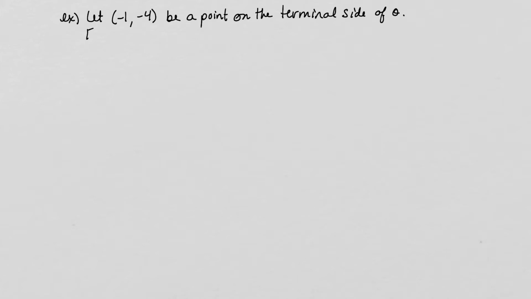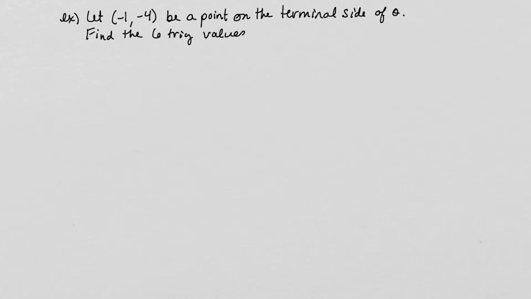Okay, so let -1, -4 be a point on the terminal side of theta. And again, we're going to find the 6 trig values.